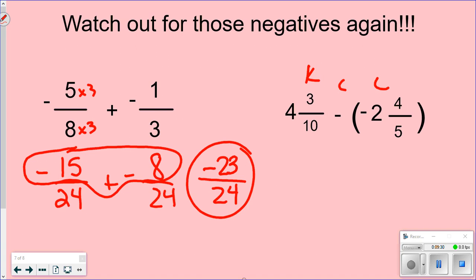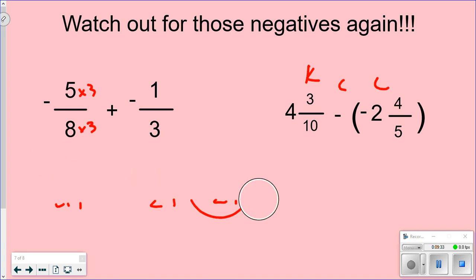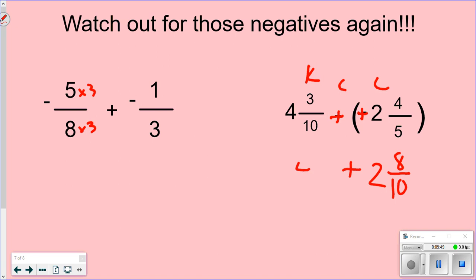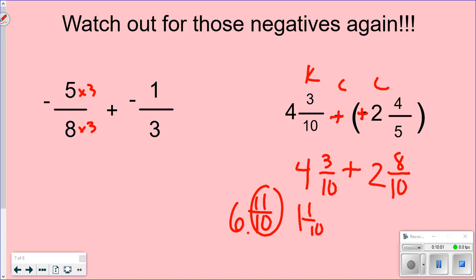All right, this one over on the side here. There we go. Okay, let's just do keep, change, change first. Okay, now I still have to change denominator, so this is going to have to be a 10 times 2, so 2 and 8, 10. So really, this is just an addition problem, which is really nice. So be 6 and 11/10. Can't have my improper fraction, not possible, so that's 1 and 1/10. And then I'm going to add these two together, 7 and 1/10.